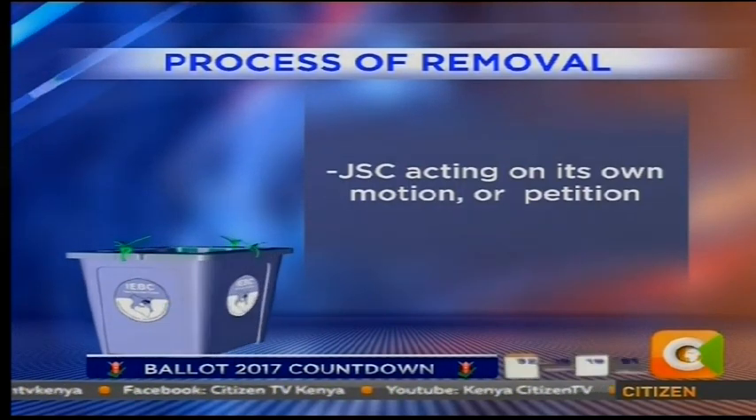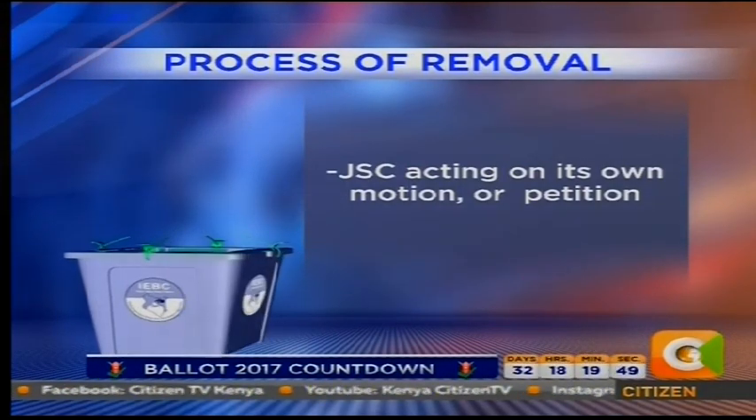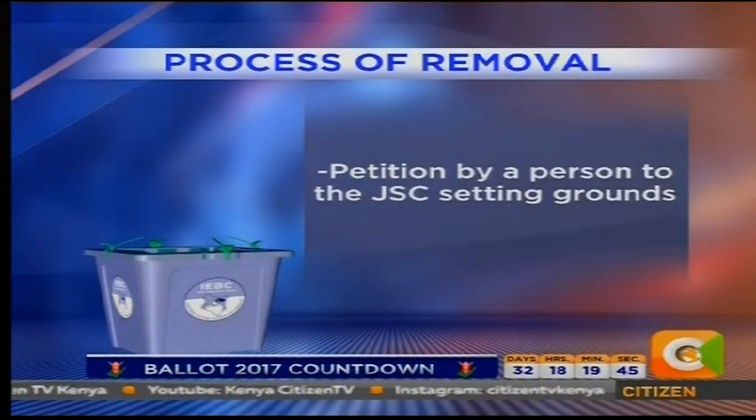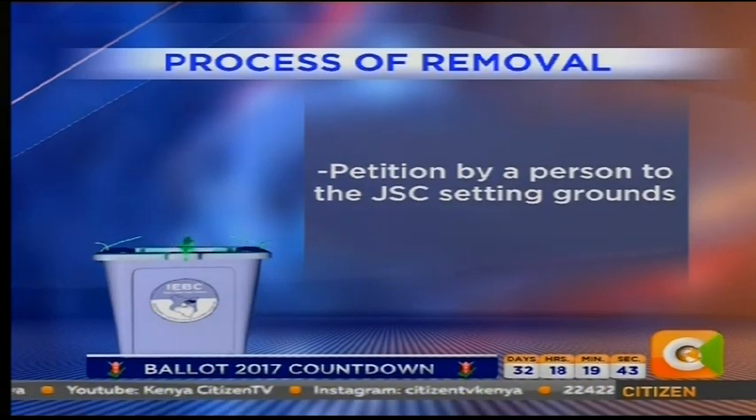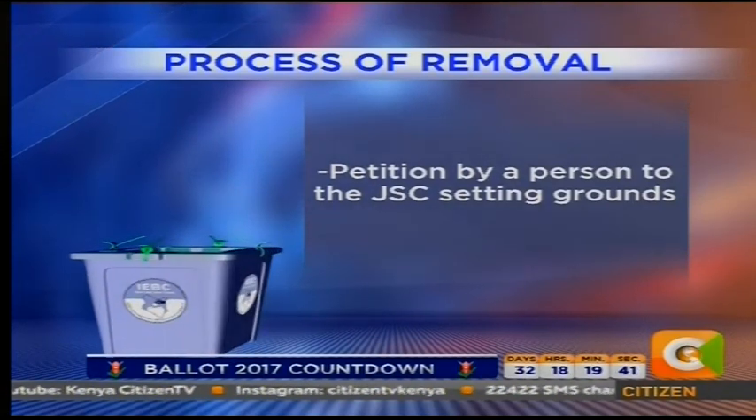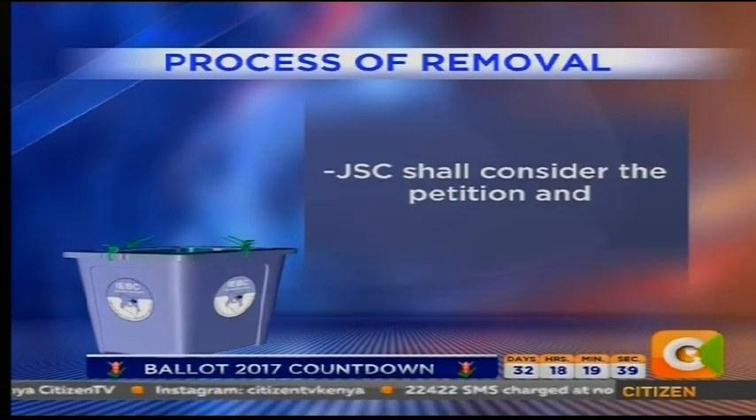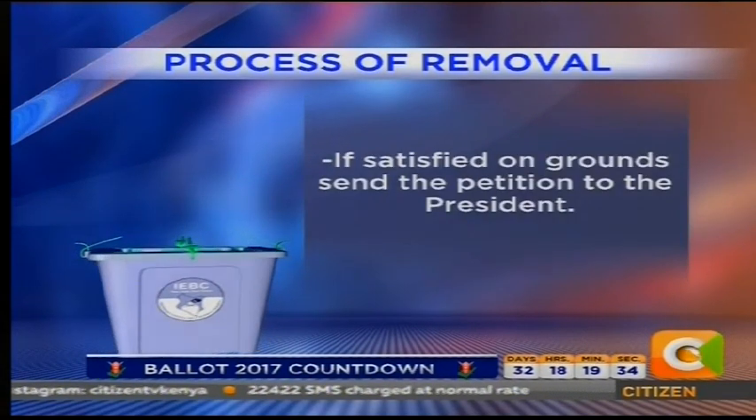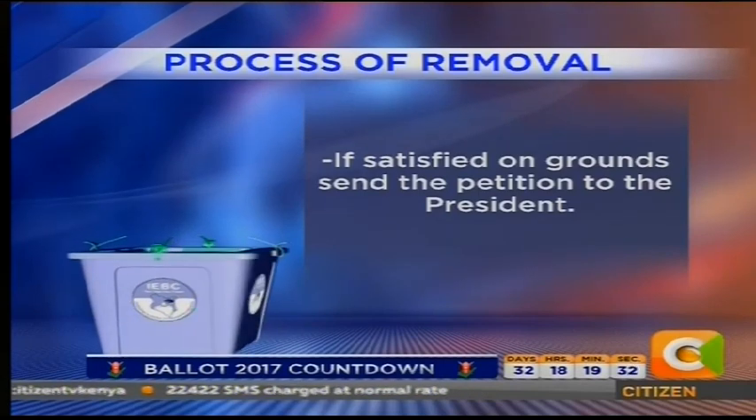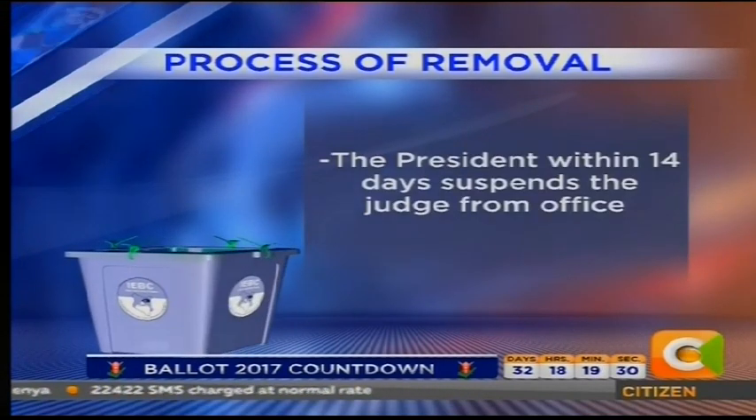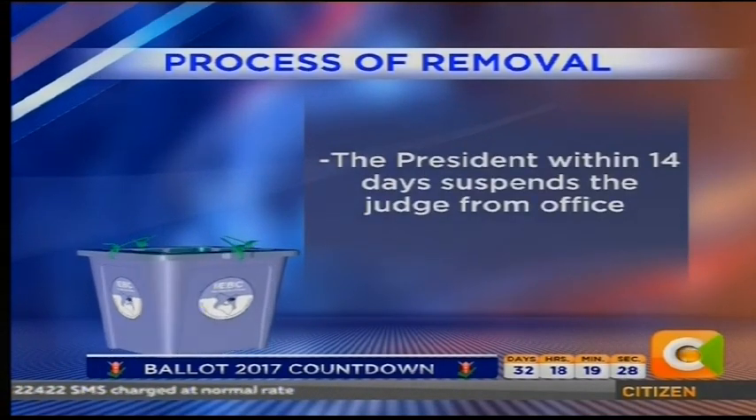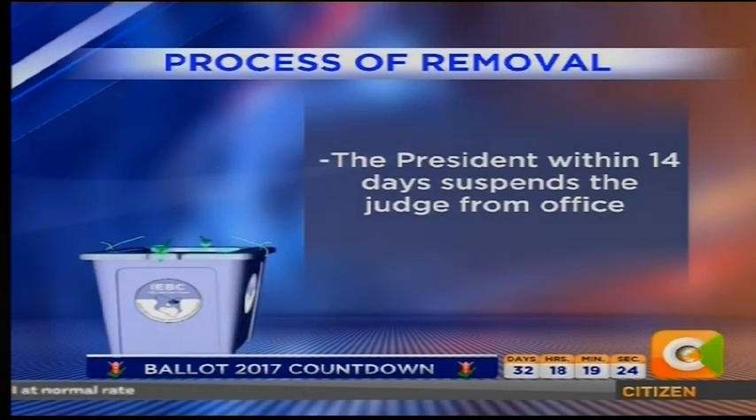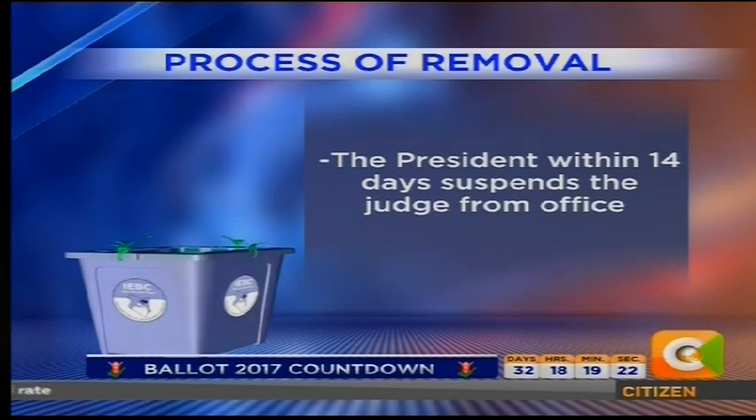Now, the removal of a judge may be initiated only by the JSC acting on its own motion or on the petition of any person to the JSC, which is what Honorable Gunjiri Wambugu has done. In addition, a petition by a person to the JSC under clause 2 shall be in writing, setting out the alleged facts constituting the grounds for the removal. The JSC shall consider the petition, and if satisfied that the petition discloses a ground for removal, send the petition to the President, and the President shall, within 14 days after receiving the petition, suspend the judge from office and act in accordance with the recommendation of the JSC.